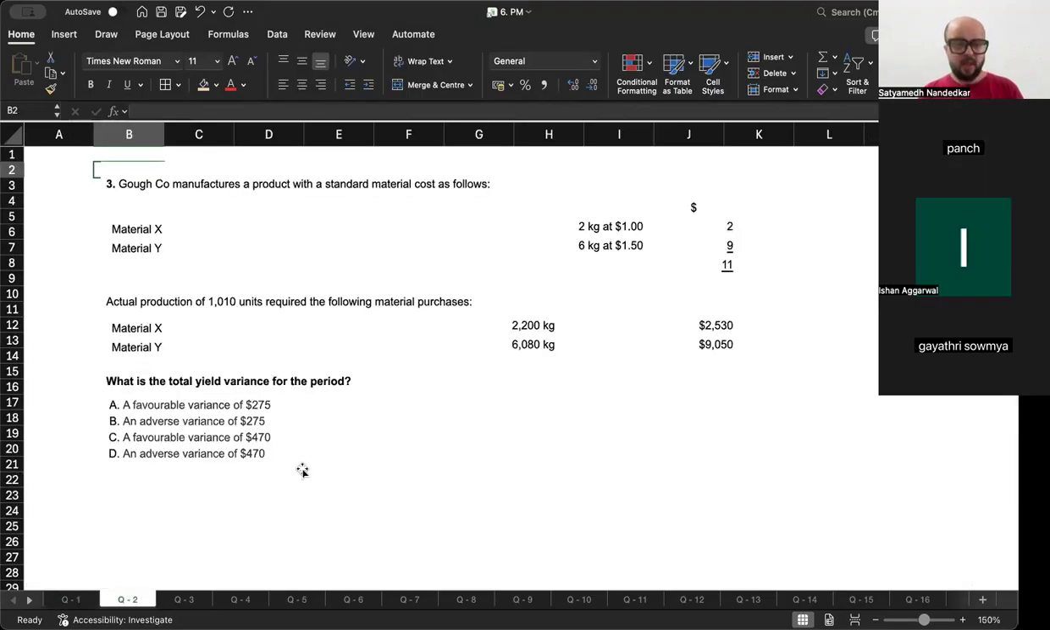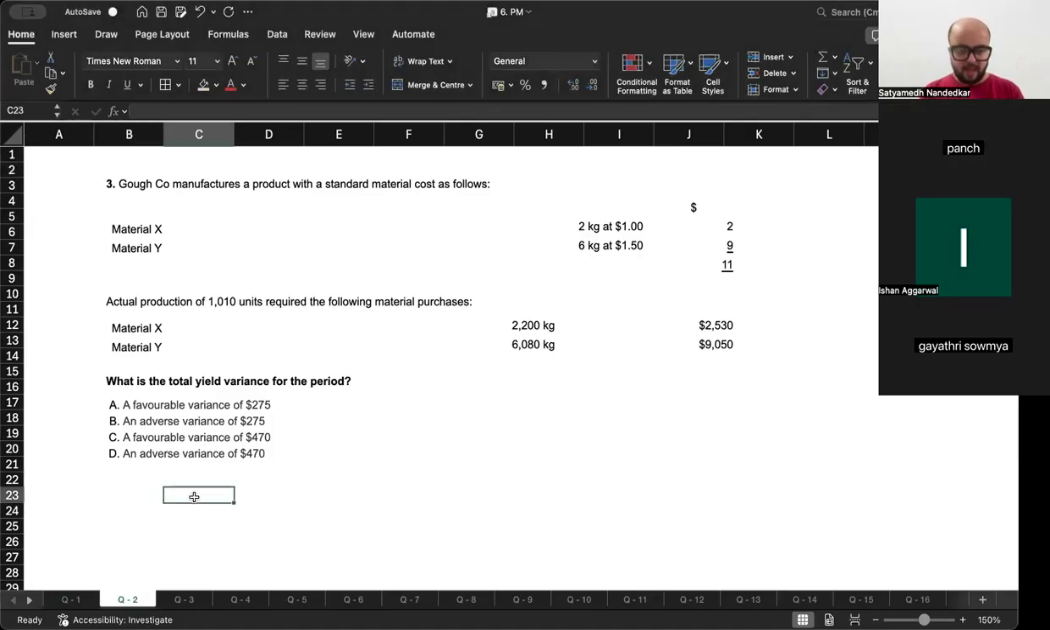Now, Gao Company manufactures a product with standard material cost as follows: material X, material Y. Actual production of 1010 units required the following material. Material X you needed 2200 kg, material Y you needed 6080 kg. This is the actual quantity that was used. And what do you need? You need actual quantity that was used in the production, but you also need actual quantity in standard mix.